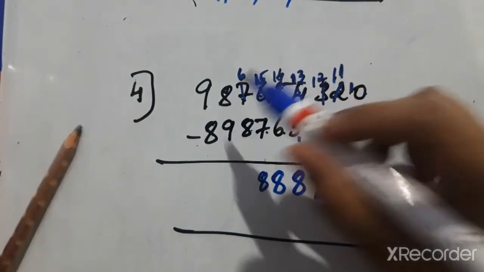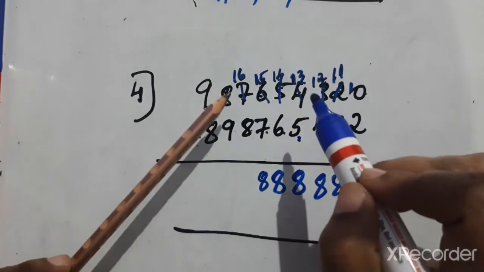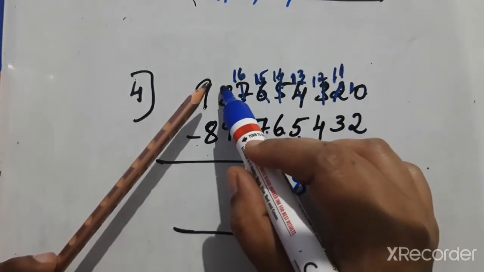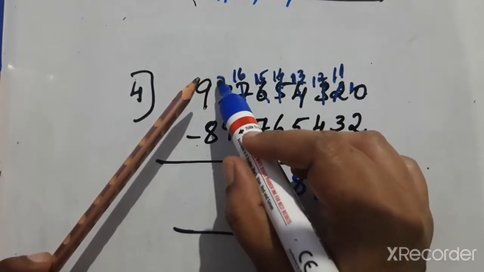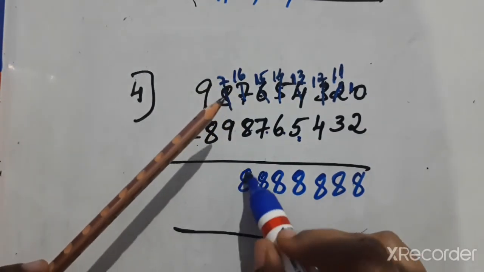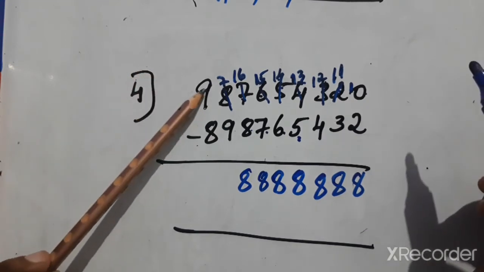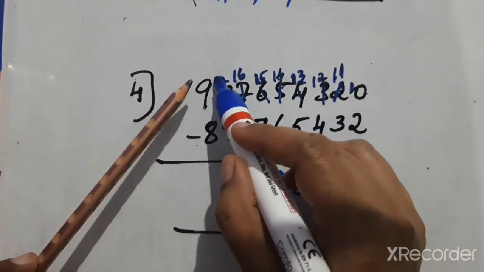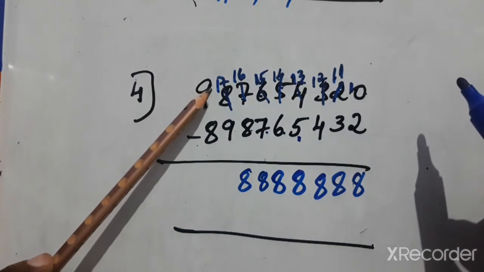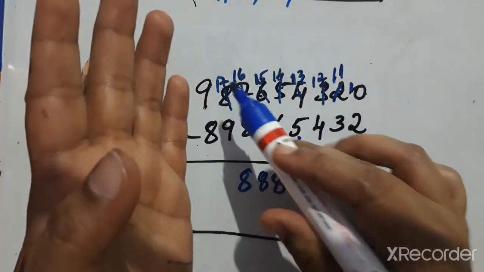So borrow 1 from 8. So 8 will help here. So 6 becomes 16 and 8 is now 7. 16 minus 8 is 8. Now 7 minus 9 again we can't subtract. So borrow 1 from 9. 9 will help here and this becomes 17. 17 minus 9 means 8.